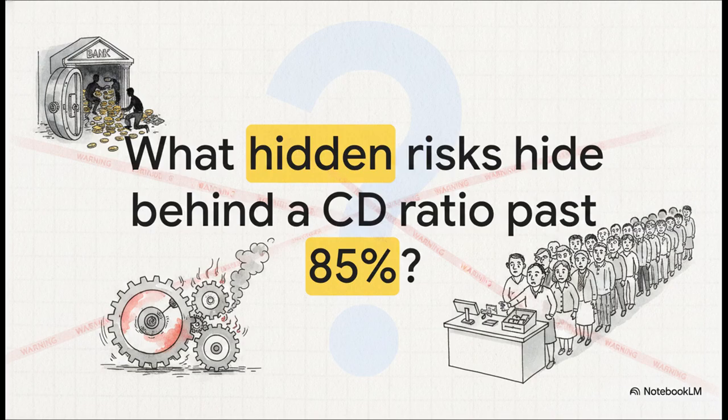So the next time you're looking at a bank's earnings, do yourself a favor. Look past those flashy profit margins and go check the CD ratio. See for yourself if their capital is just being lazy or if their engine is stretched to the breaking point.